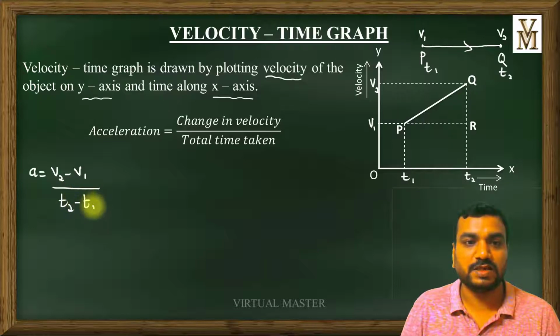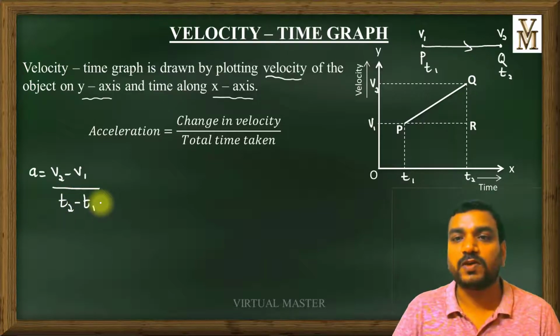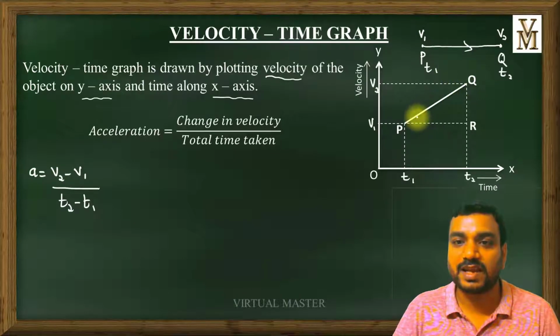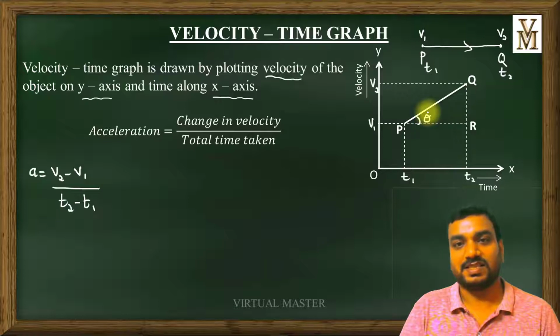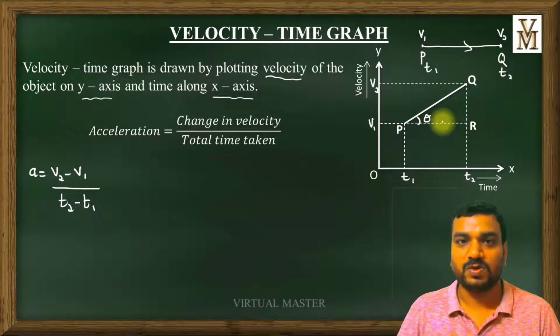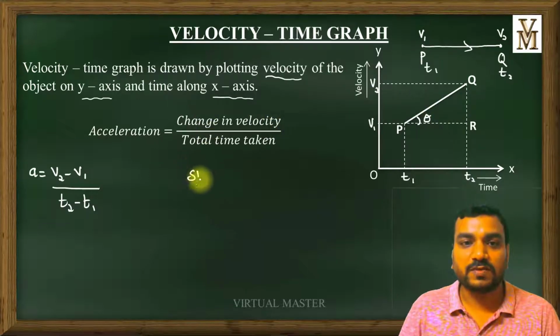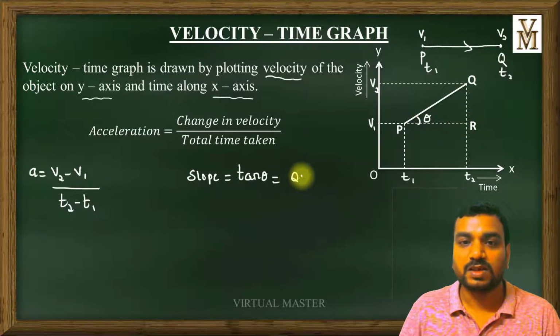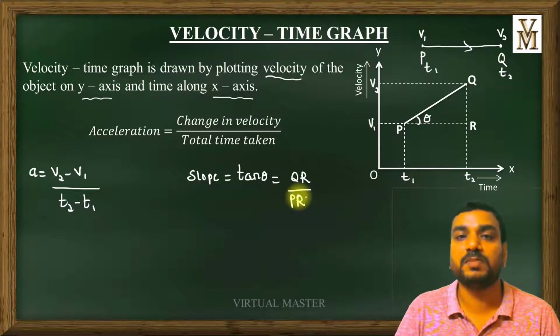So a = (v2 - v1)/(t2 - t1). Now let us find the slope of the curve PQ. Let us consider that the curve PQ is making an angle theta with the x-axis. So angle QPR will be equal to theta. Now slope of the curve will be equal to tan theta, isn't it? Now what is tan theta here? Opposite by adjacent. Opposite is QR and adjacent is PR. So I can write QR divided by PR.